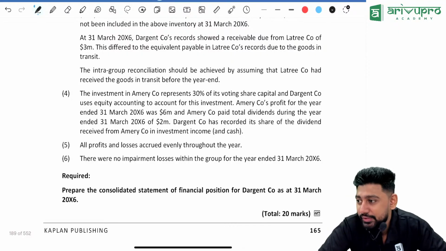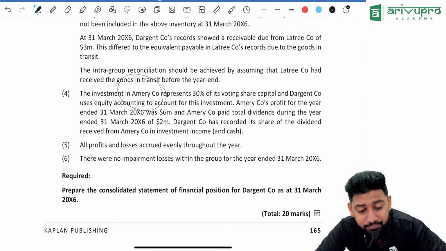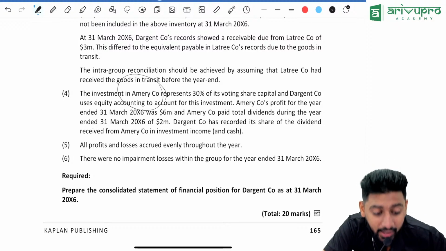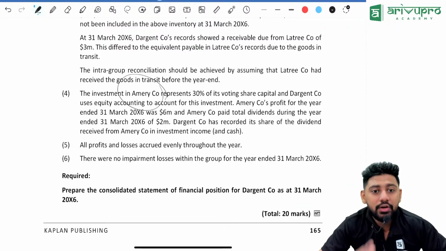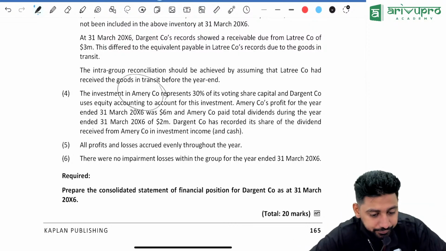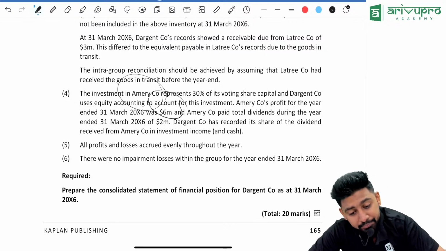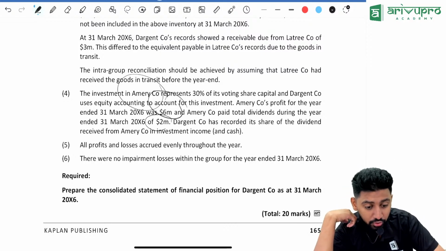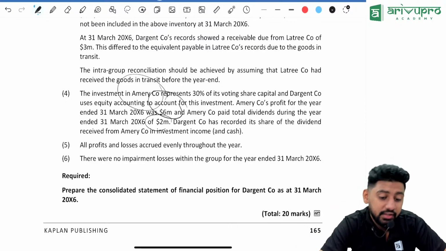We have just investment in associate to account. The investment in A represents 30% of its voting share capital, and D uses equity accounting. Investments, 30%, between 20 to 50%. Investment in associate, we have to do the calculation. A's profit for the year ended 31st March 2016 was 6 million, and A paid total dividends during the year ended 31st March 2016 of 2 million. D has recorded its share of dividends received from A in investment income and cash.